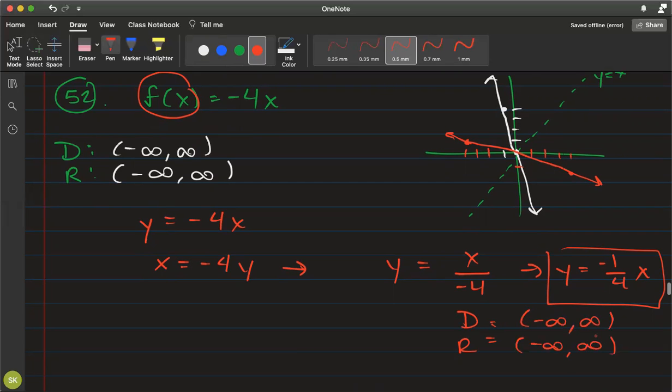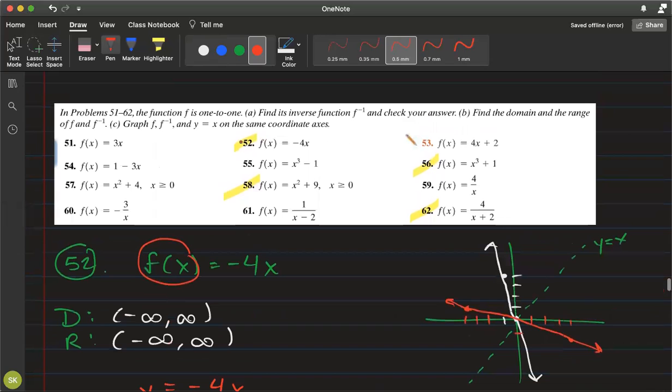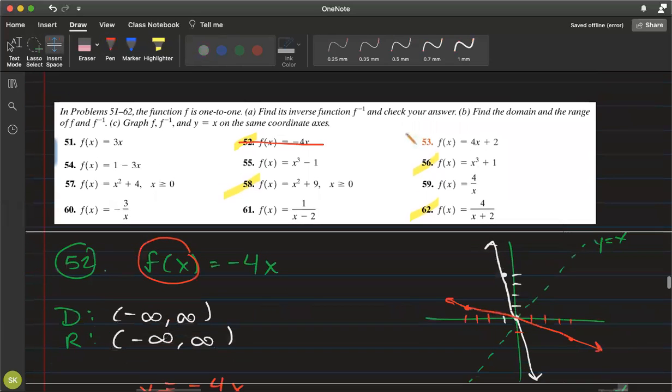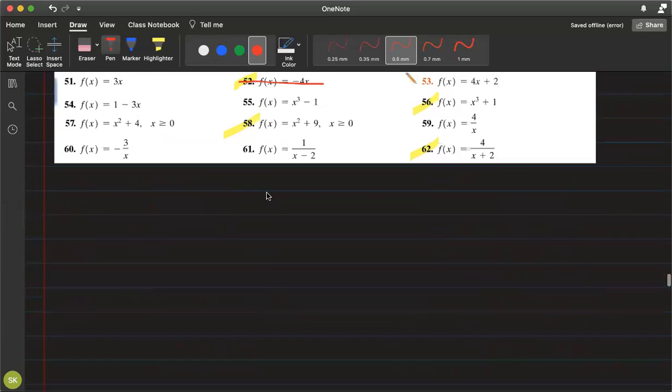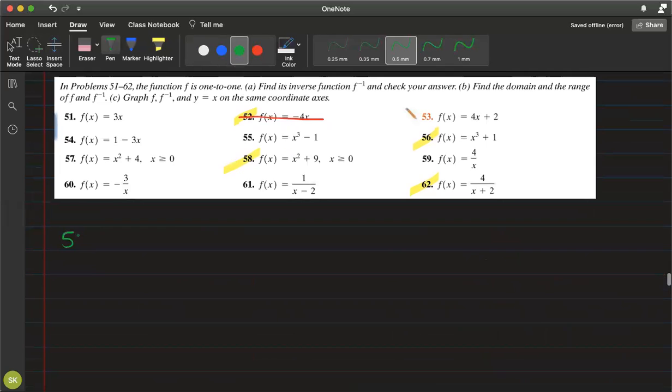So that one was pretty easy. So we're done with this one. Let's move on to 56. So 56 says f of x is equal to x cubed plus 1. Let's go ahead and start graphing this.